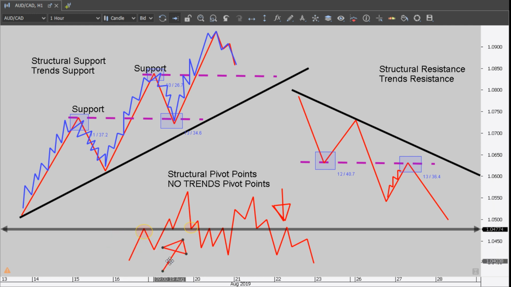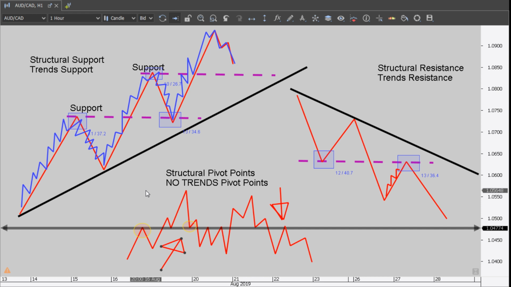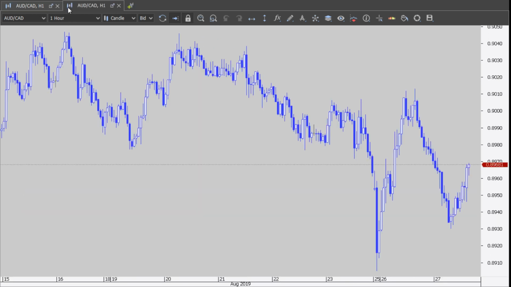Okay, any questions so far, everybody? Any questions so far about support, resistance? Any questions? I have a 20 seconds delay. If there are no questions, we're going to check the live market and we're going to address one by one. First, we're going to see support, then we're going to see resistance, then we're going to see the pivot points. Okay? No questions, great.